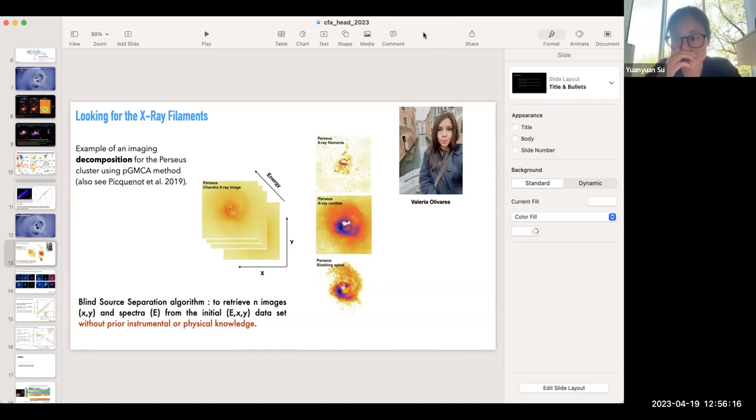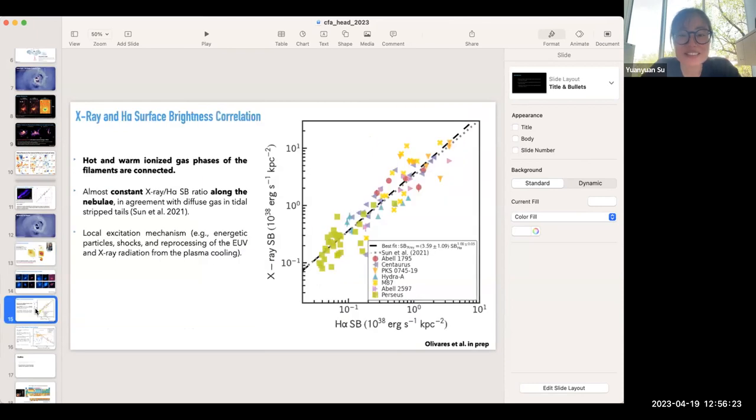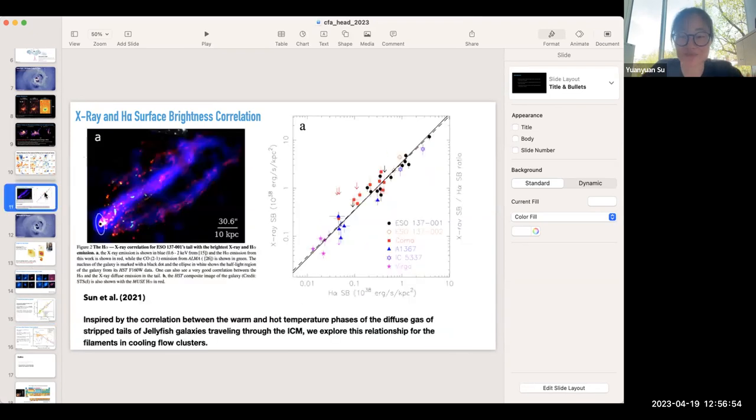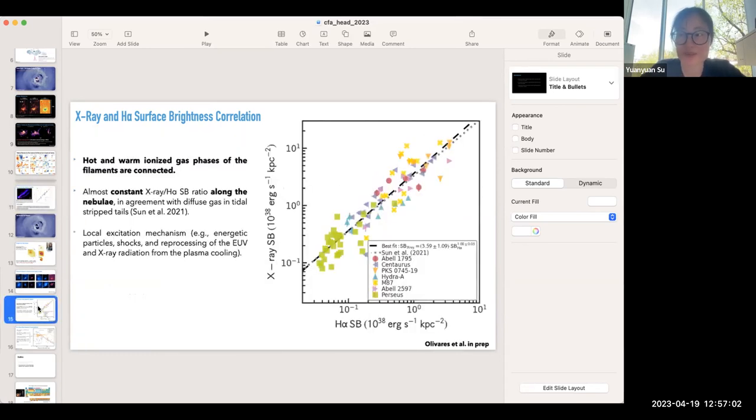Right, we just observe the X-ray. So this is still, I would say, open. We demonstrate that those two are definitely related, and that the process ionizing the H alpha filaments is local, but we still don't know exactly how. I think it would also be interesting to combine some of the X-ray tail studies with cluster center studies, if they are truly related.